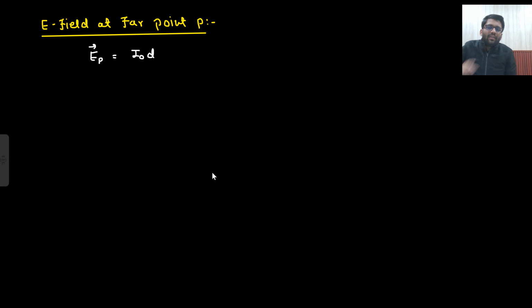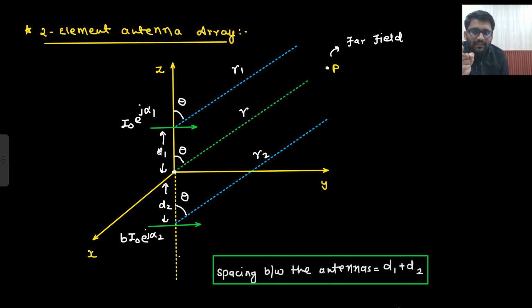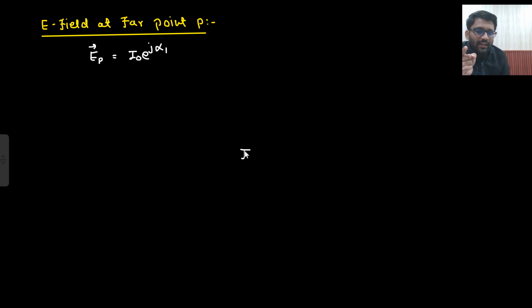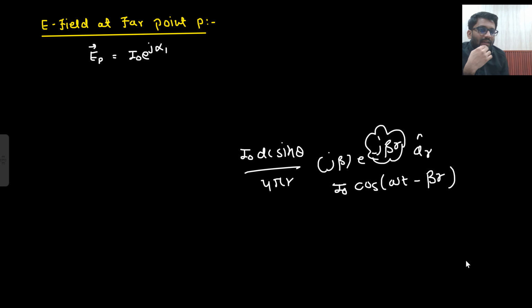So here what I am going to write. Here the current is, what is the current? Current is I naught e to the power j alpha 1. I will write down this expression as well. Let us say this is a Hertzian dipole. So for a Hertzian dipole, what is the electric field? I dl sin theta upon 4 pi r, j beta e to the power minus j beta r, a r cap. Do you remember from where this j beta r came? From I naught cos omega t minus beta r. From here this e to the power minus j beta r came.